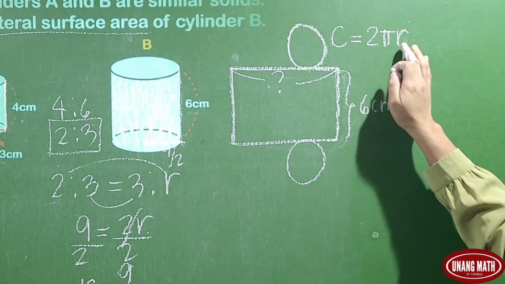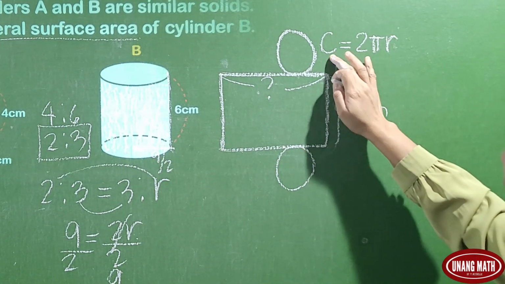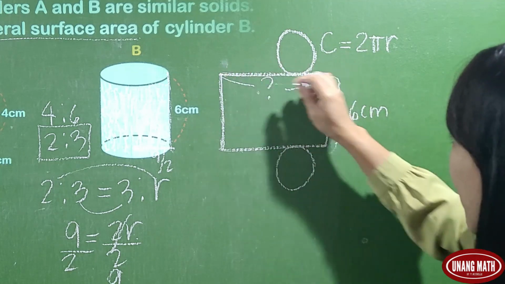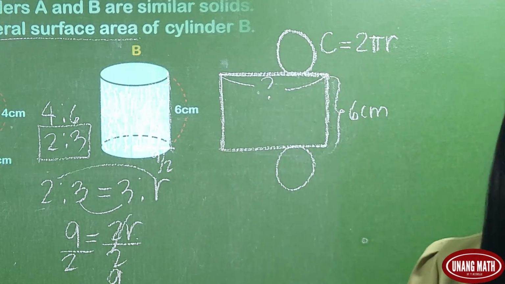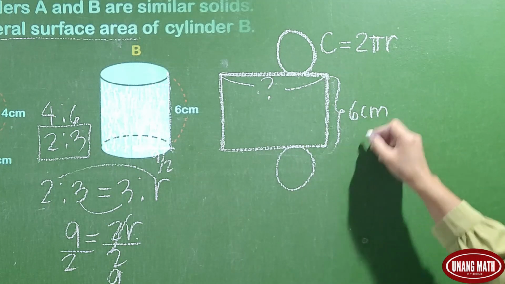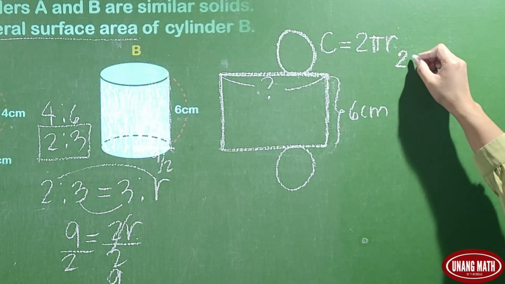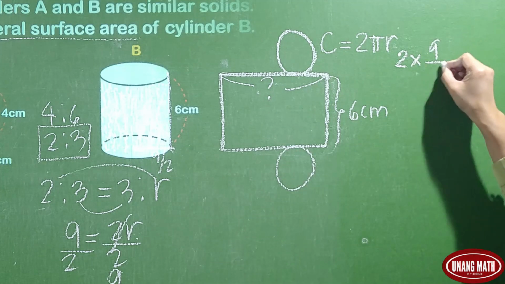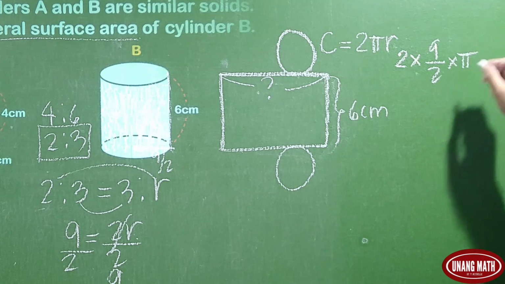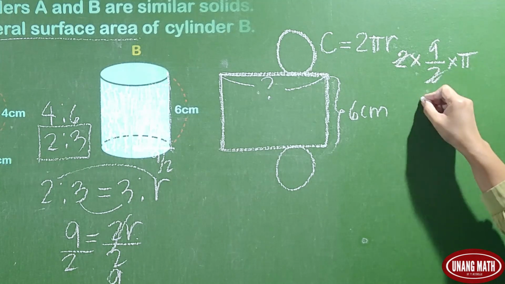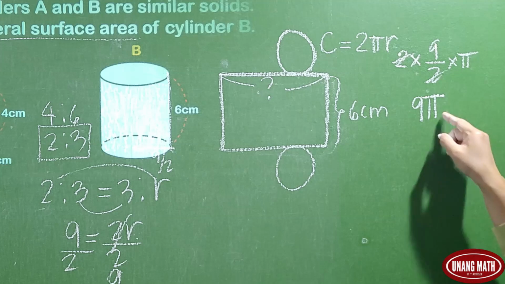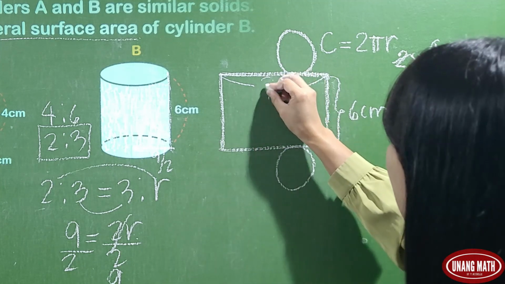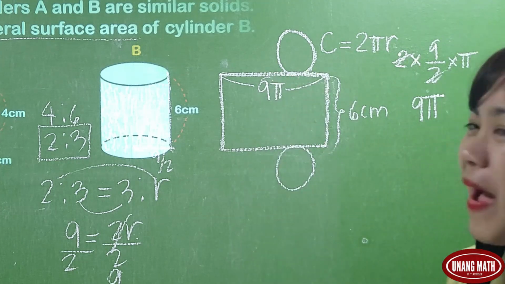So we already know the radius. Now let's find the circumference of this circle. That would be the length of this side of this rectangle. So this is now 2 times pi times the radius, which is 9 over 2. So it means this is equal to 9 pi. So the length of this side is 9 pi.